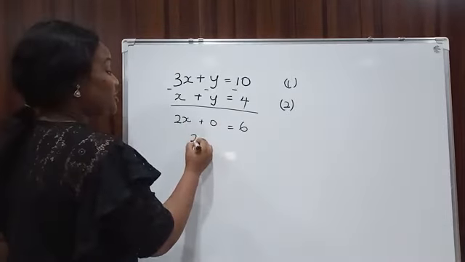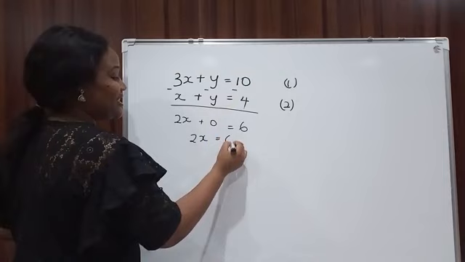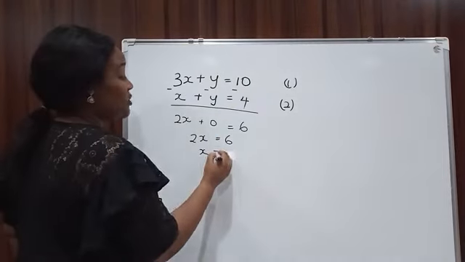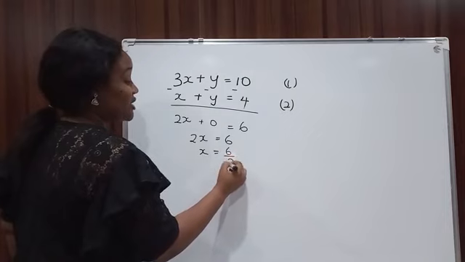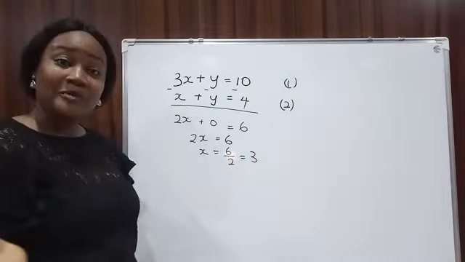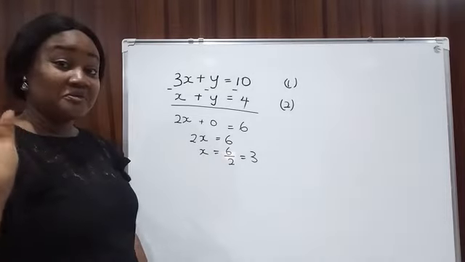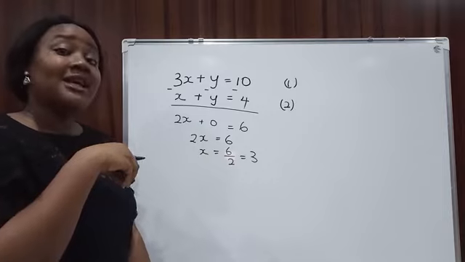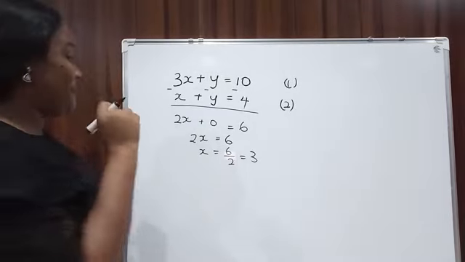So you have 2x equals 6. Divide both sides by 2. x equals 6 over 2, which gives us 3. Wow. Now, we'll carry that 3 and substitute back into the original equations. Any of the two works. Put it back and try to solve for y.